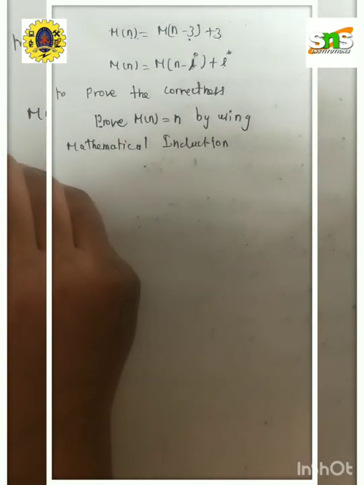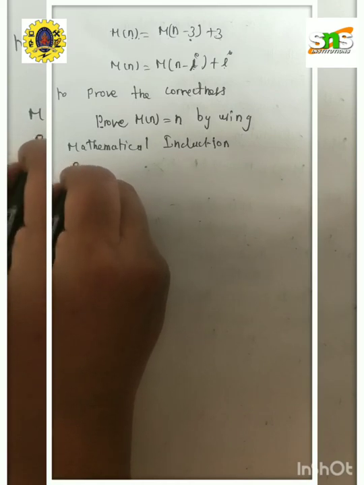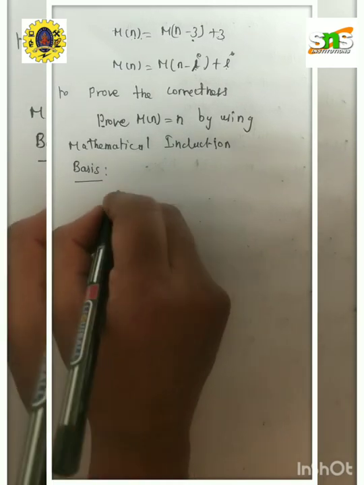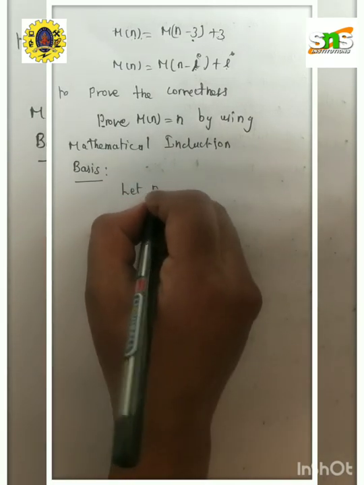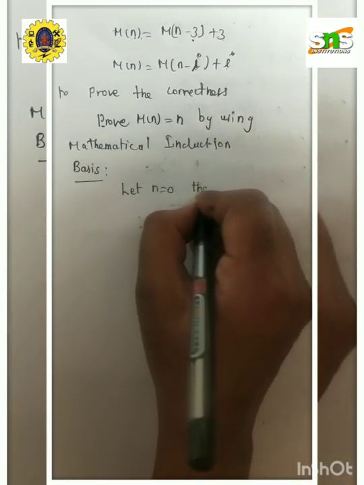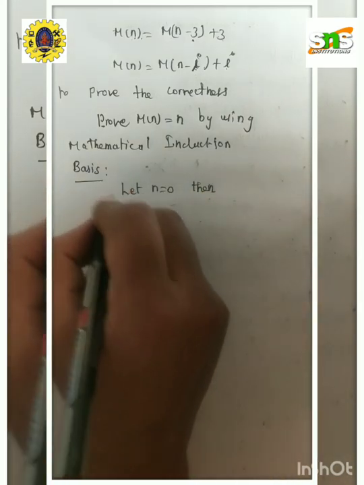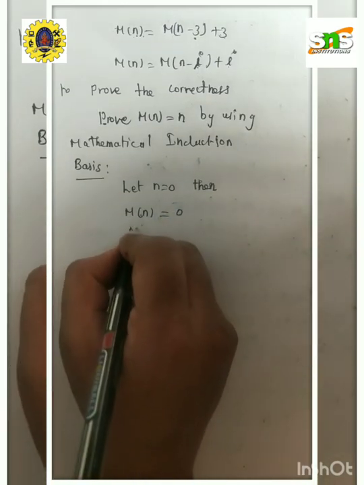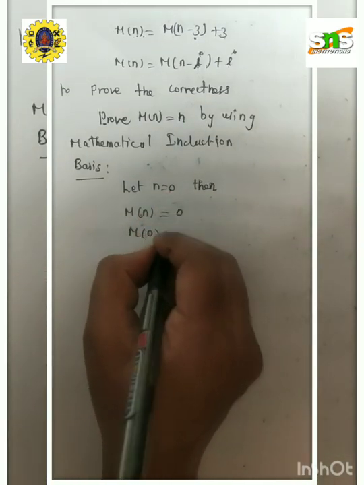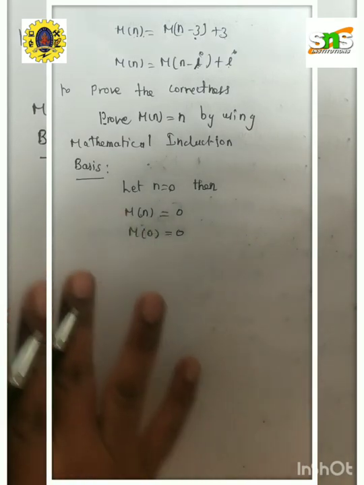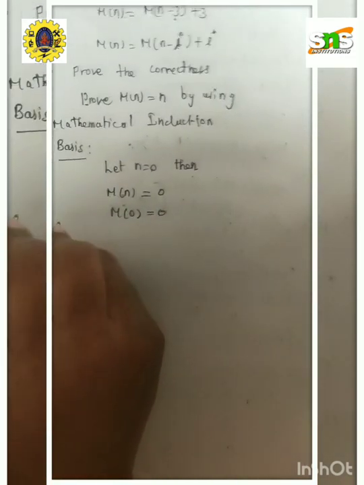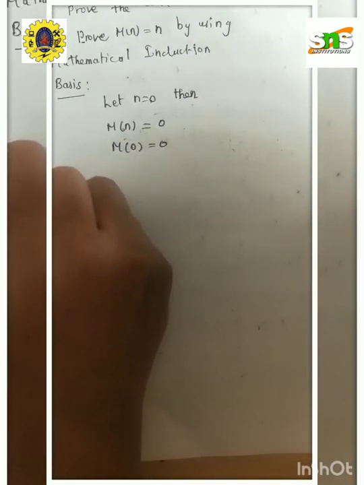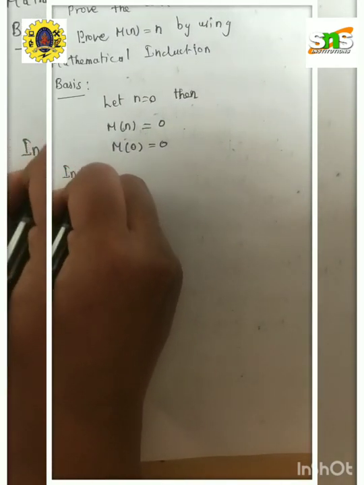So for proving by induction, you have first the basis. The basis is: let n equal to 0. If n value is 0 for factorial, what happens? M of n equals 0. So m of 0 is equal to 0. We already know that. Now you want to prove by induction. This is the basis. Using this basis you can prove by induction.